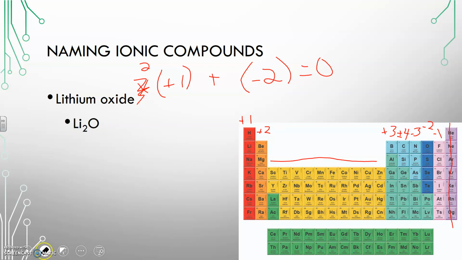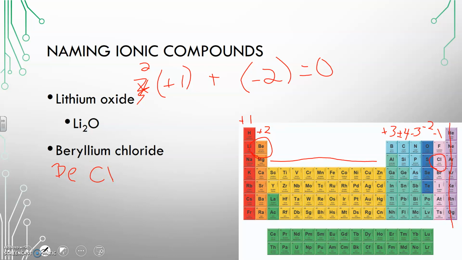Okay, so now we're going to keep doing this. So really the thing to remember here is that you have to balance the positive with the negative in order to make them equal 0. All right, so beryllium chloride. Beryllium we have here is Be. That is a B, I swear. We have chlorine, so Cl.